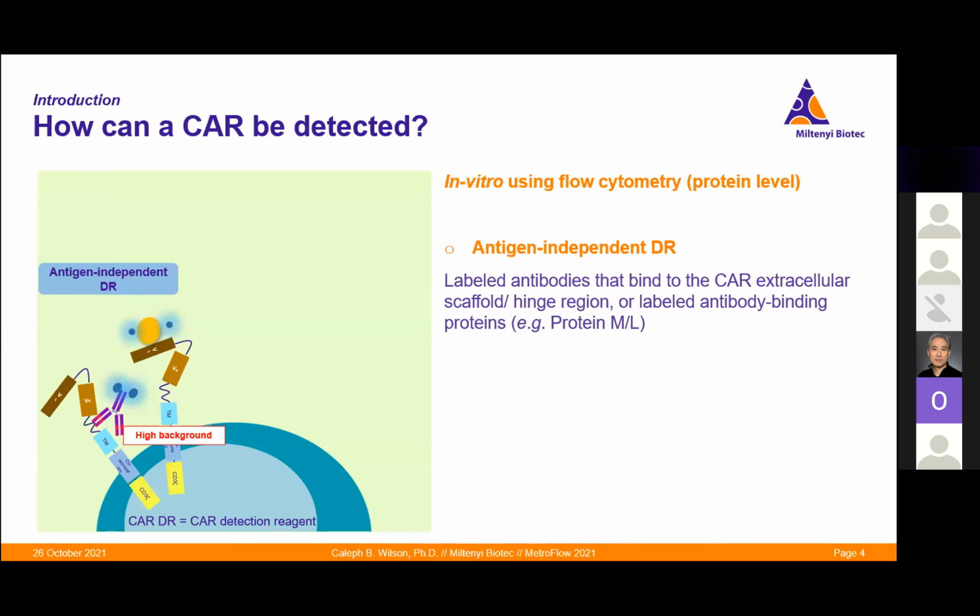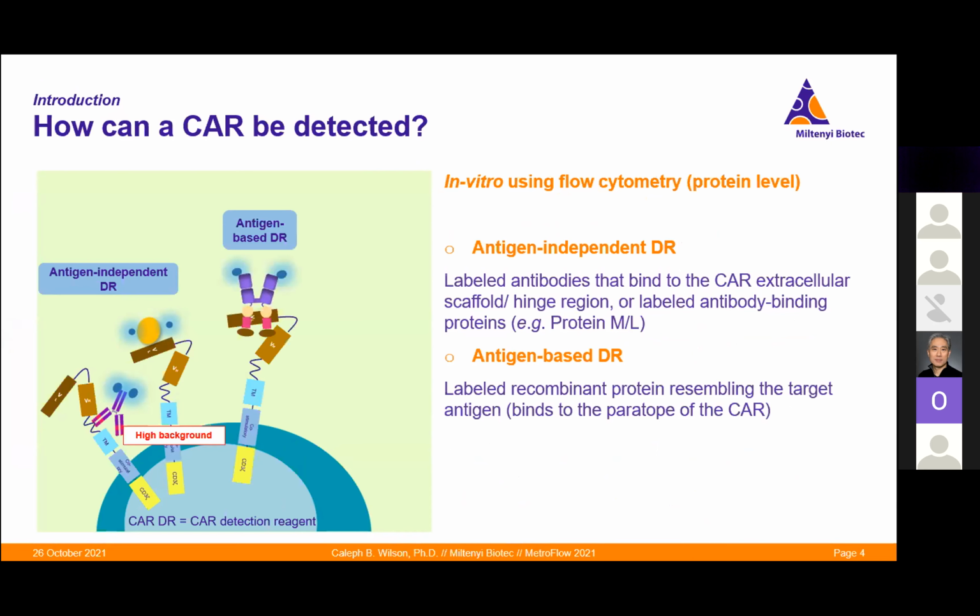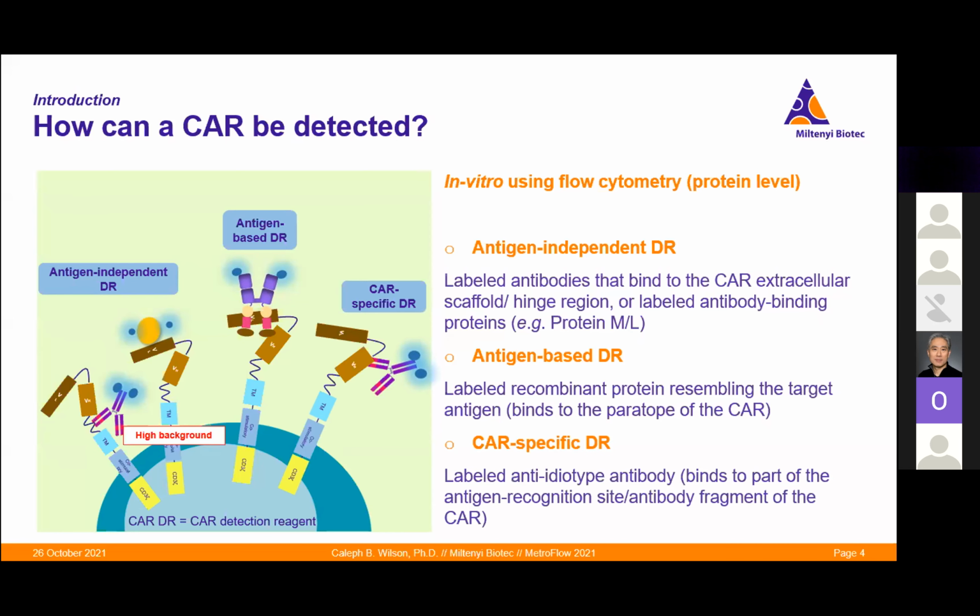All right, so how are CARs detected? First, there are some antigen-independent labeling processes, like using protein L or protein M. You can also have antibodies to the hinge regions of the molecule, which are somewhat constant. We also have antigen-based systems where the antibody fragment portion of the CAR binds to an epitope or full protein, and that protein is either directly labeled or labeled with a secondary. You can also have CAR-specific detection reagents, which bind to the antibody fragment and are specific for particular idiotypes.